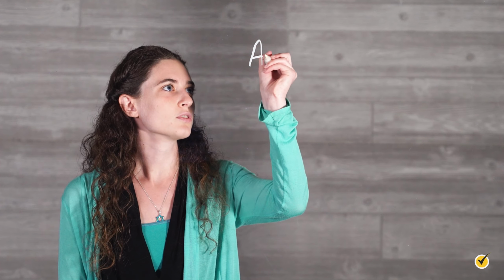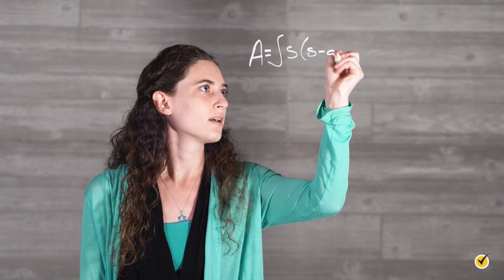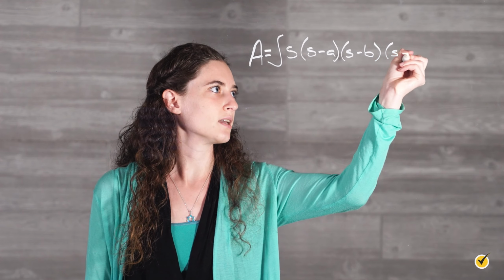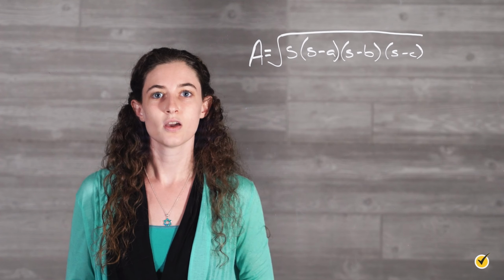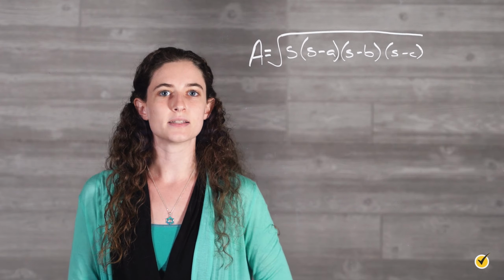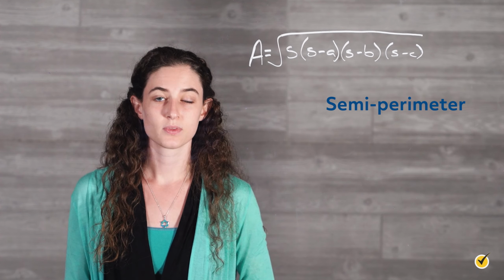A is equal to the square root of S times S minus A times S minus B times S minus C, where S is the semiperimeter of the triangle and A, B, and C are each of the side lengths. Let's talk about semiperimeter for a minute.